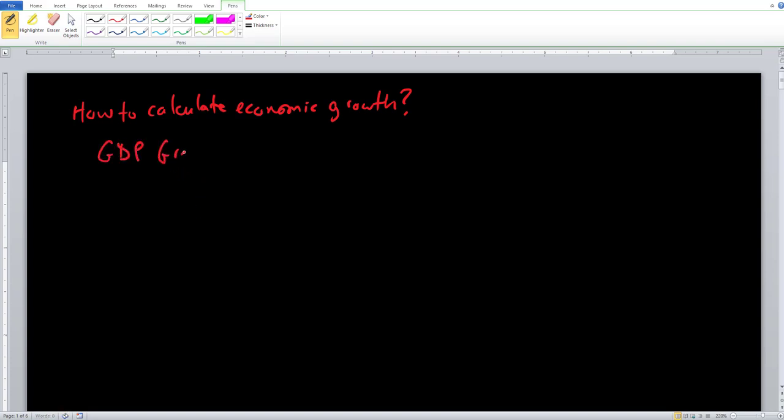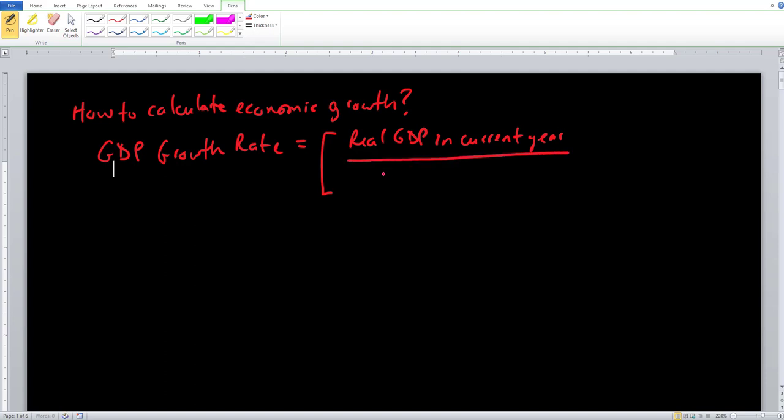Here we have the GDP growth rate, which is what we want to solve for. We're going to use our percentage change formula. It's going to be the real GDP, or real GDP per capita, depending on the information being provided to you, in the current year, divided by real GDP in the original year. We multiply this by 100, close the brackets, and subtract 100. So: real GDP in the current year divided by real GDP in the original year, times 100, minus 100.